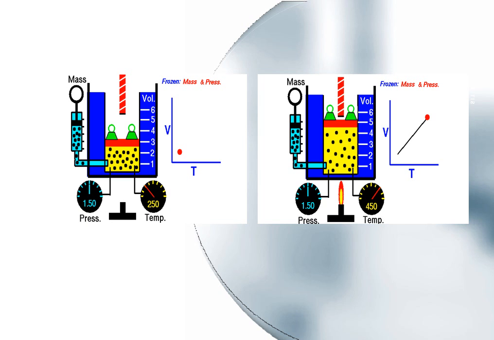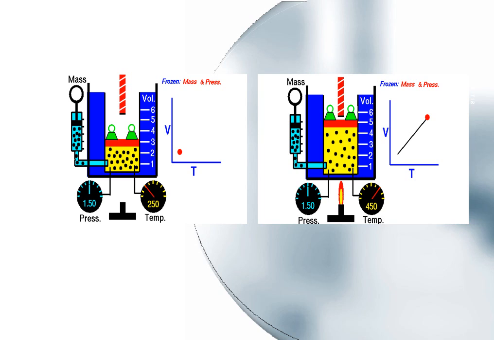Look at the pictures. In this picture, you can see a container which contains a gas. In the first picture, you can see the pressure is 1.5 and the temperature is 250 degrees centigrade. The volume occupied by a gas is 3 dm cube. Okay. Now in the next picture, you can see that when we increase the temperature from 250 to 450, then the volume occupied by a gas is 5 dm cube.